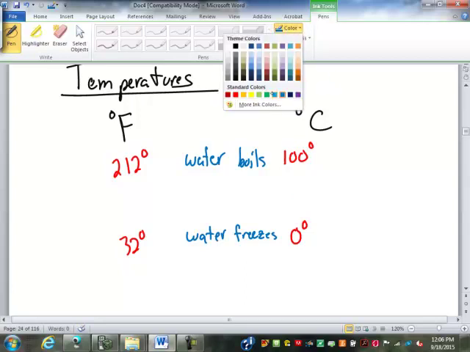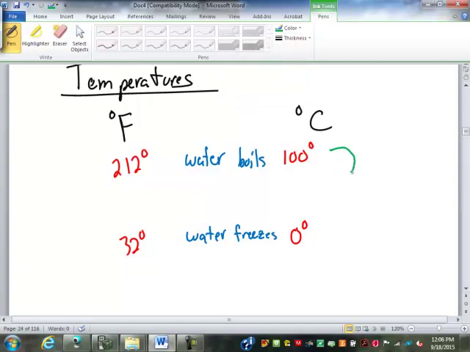There are two things we notice here. One is the difference between them. There's 100 degrees between freezing and boiling in the Celsius scale. That's why it used to be called the centigrade scale, because centi means 100, grade means divisions, 100 divisions. There are 180 degrees between freezing and boiling in the Fahrenheit scale. So that's telling us that 1 degree Fahrenheit is smaller than 1 degree Celsius because it takes more of them to get from freezing to boiling.